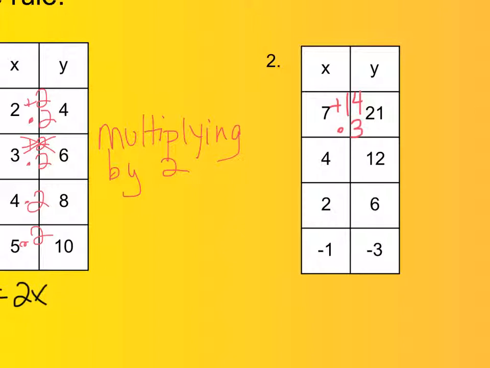So I go to my next pattern, 4 to 12. Well, if I add 14 to 4, that's not going to give me 12, so that's not going to be it. So we check the times 3. 4 times 3 is 12, so let's keep checking that one. 2 times 3 is 6. Negative 1 times 3 is negative 3. So there's my pattern. Y equals 3 times every x. So hopefully you found both of those rules for these tables. If you didn't write them correctly, then just make sure you add that into your warm-up.